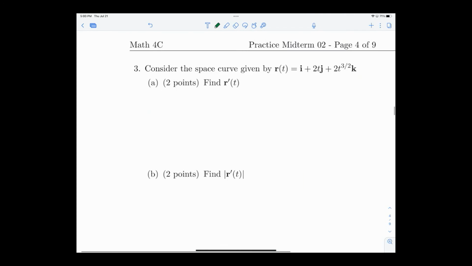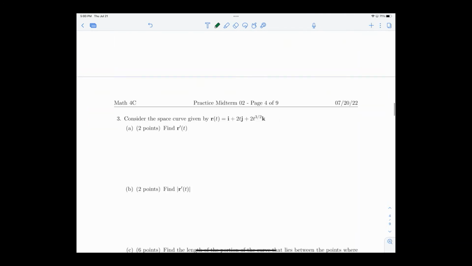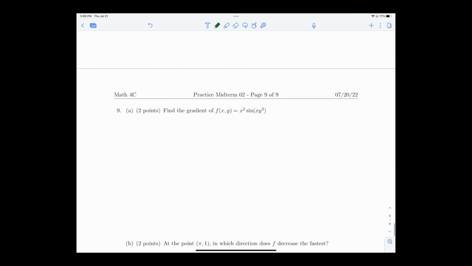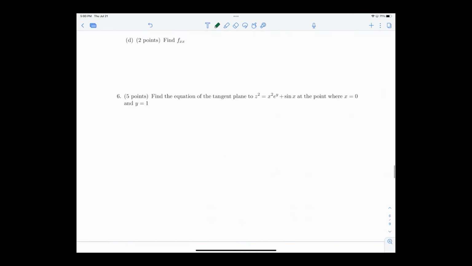Right, problem 3. How many problems is this, by the way? Just to see how to split the video. 9, so if we can do 5 maybe.